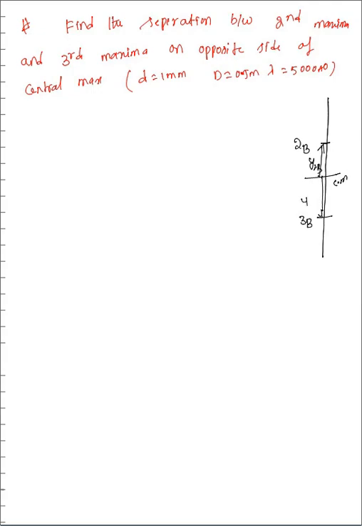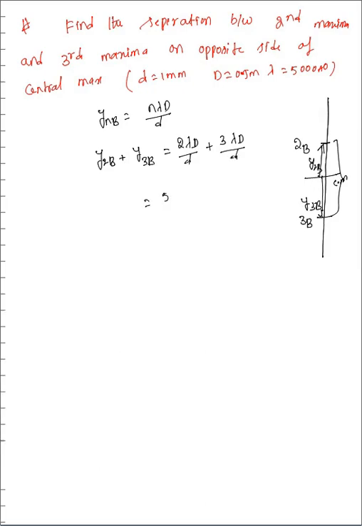The distance between these two means we need to calculate the total distance, so we add y2b plus y3b. You know that y nth bright fringe is n lambda D by small d. So y2b plus y3b is 2 lambda D by d plus 3 lambda D by d, which gives 5 lambda D by d.